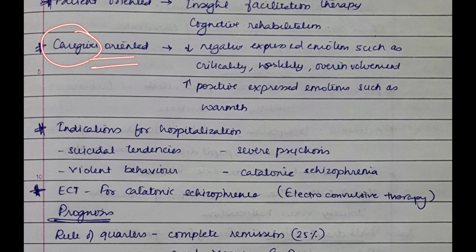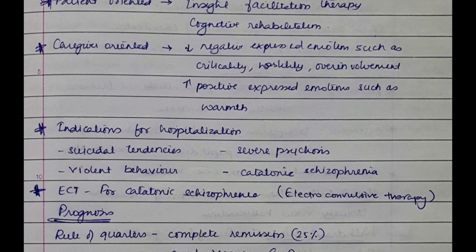Caregiver oriented: the caregiver has to decrease negative expressed emotions such as criticality and hostility. So they have to decrease this negative expression. If the caregiver uses all these words, there are more chances of relapse. The caregiver has to give positive expressed emotions such as warmth. So these are all the things about caregiver oriented.